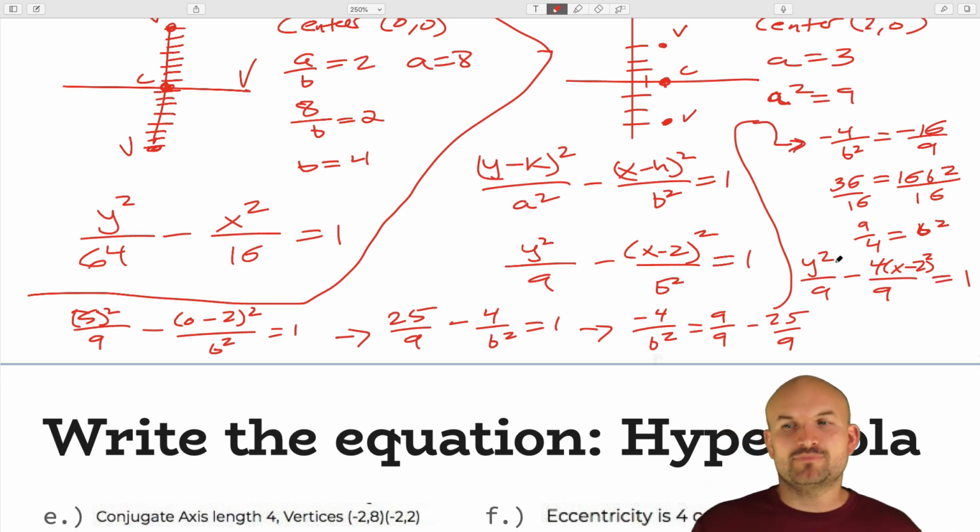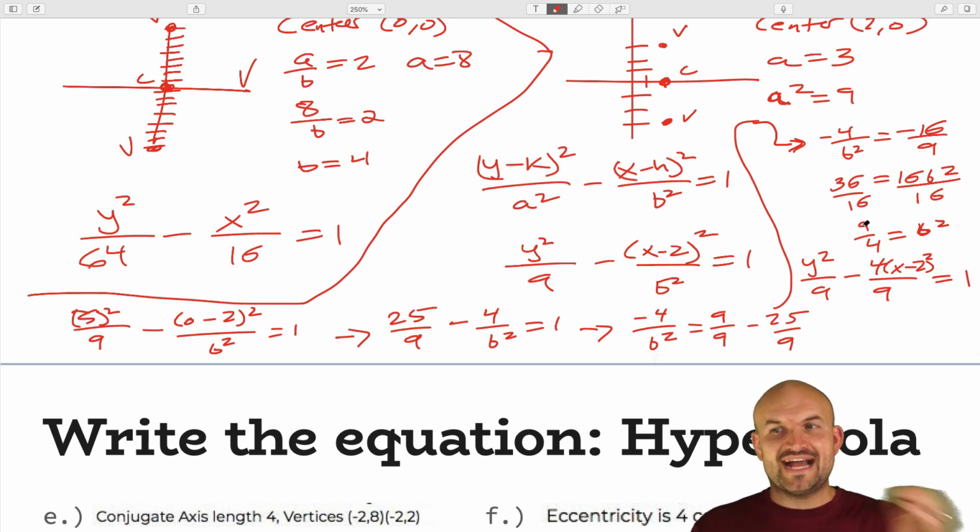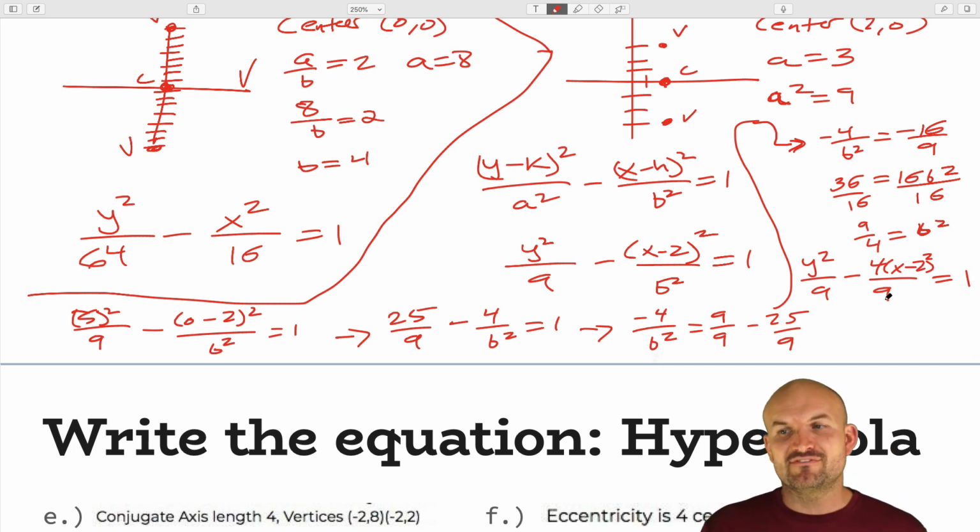Okay, but that's basically the process. Instead of writing b squared, which you could write in there, just remember dividing by 9/4 is the same thing as multiplying by 4 over 9. So that's what I did. Instead of just putting 9/4 in for b squared, I just flipped it. So therefore, you don't have a fraction in the denominator.